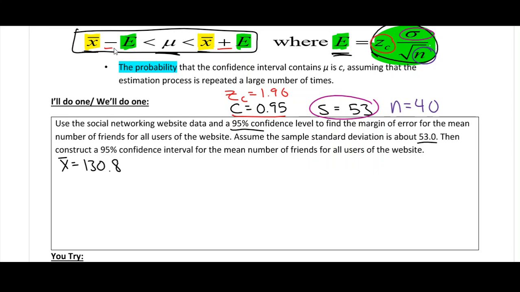One less thing to memorize. Anyways, let's go ahead and calculate this. So I have my point estimate here. Let's go ahead and calculate our margin of error.